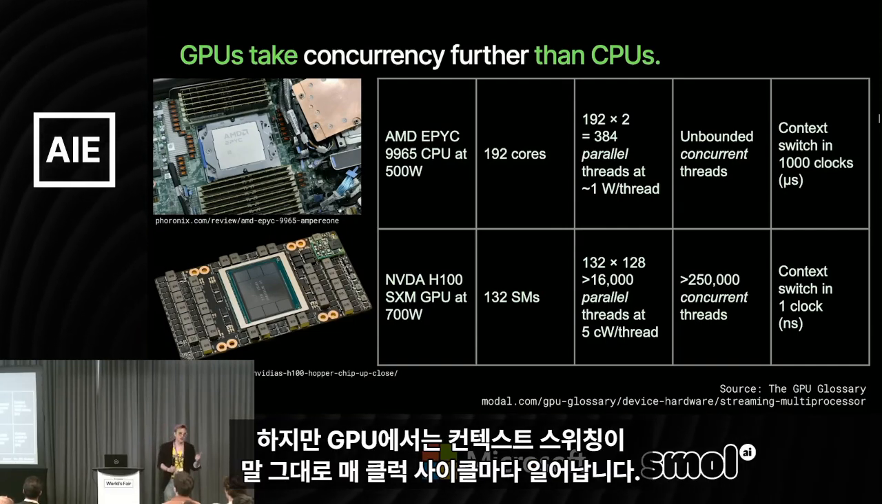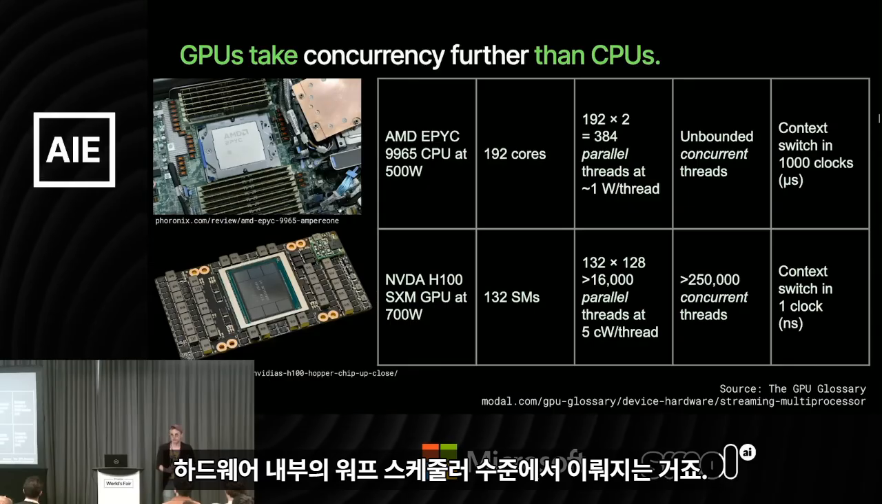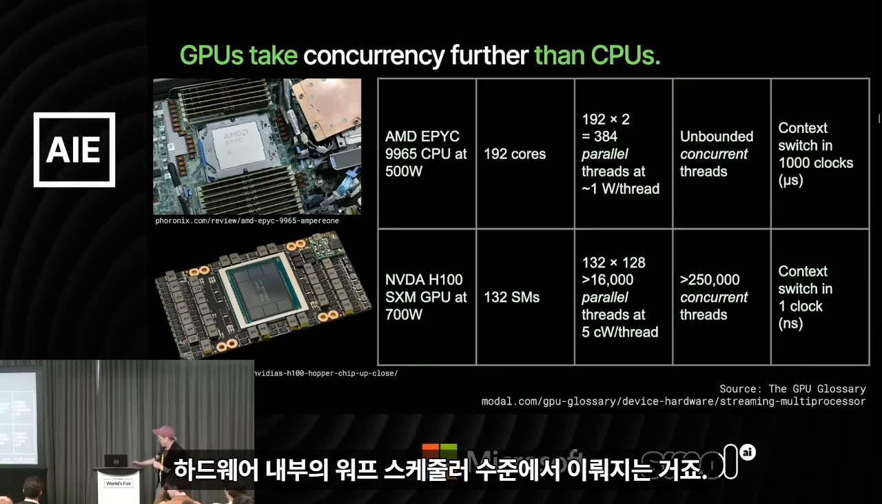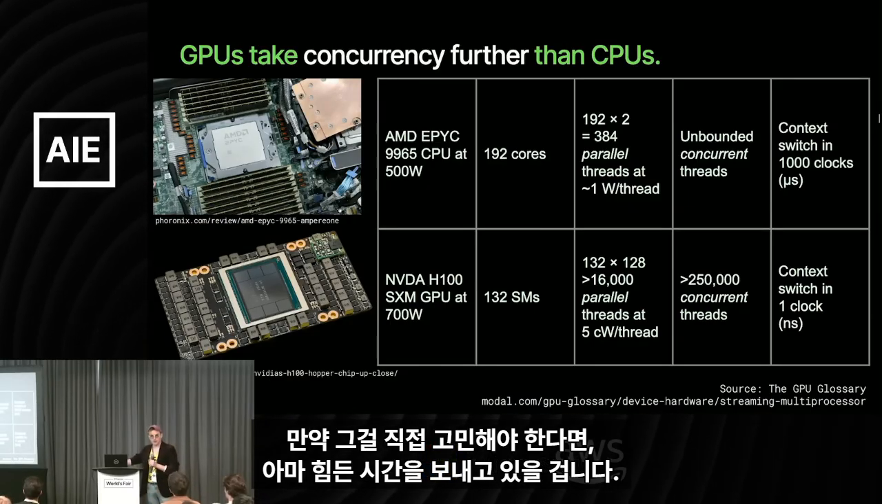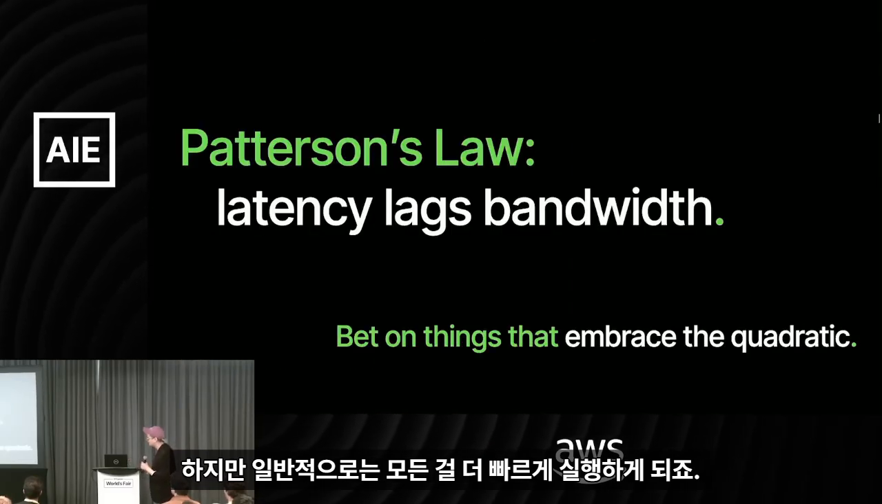But in GPUs, context switching happens literally every clock cycle. It's down there at the warp scheduler inside the hardware. If you have to think about it that hard, you're probably having a bad time. But normally it's just making everything run faster.